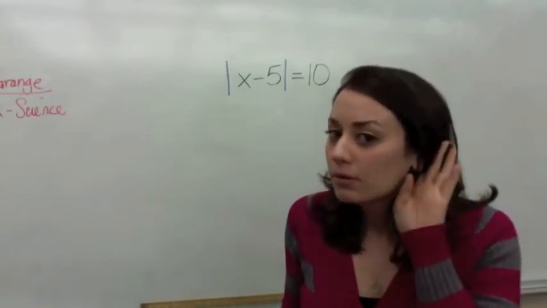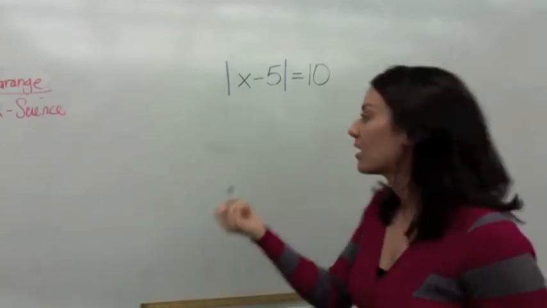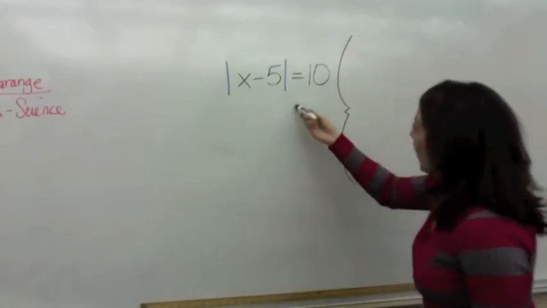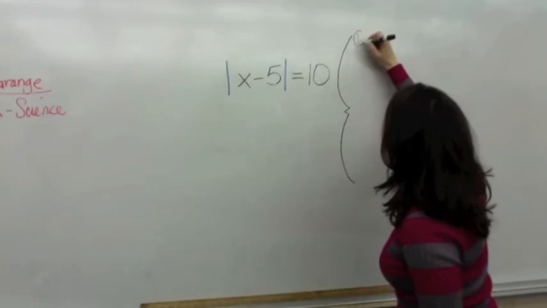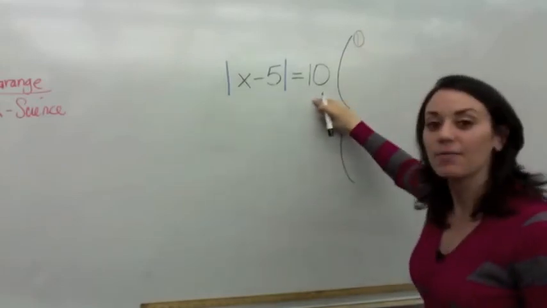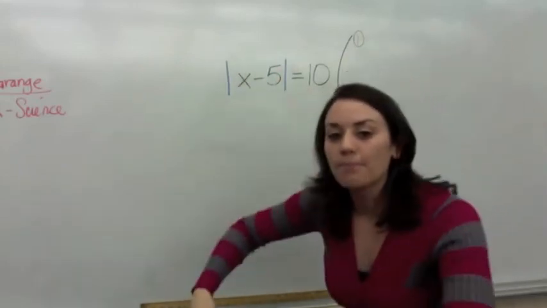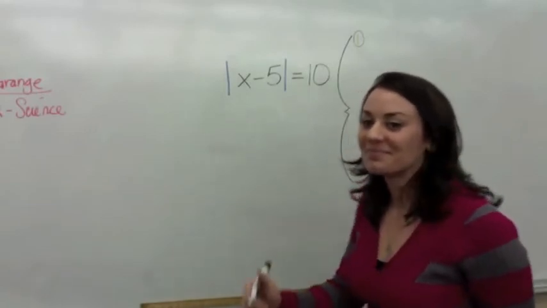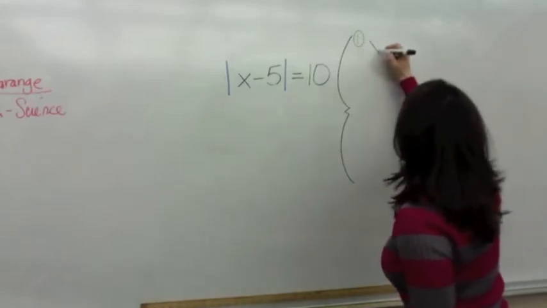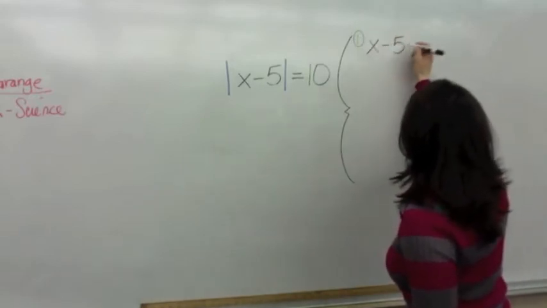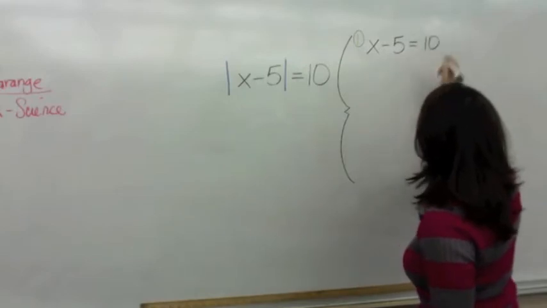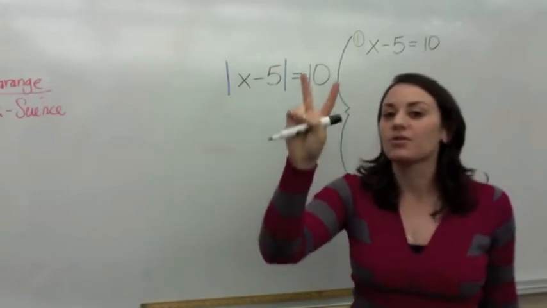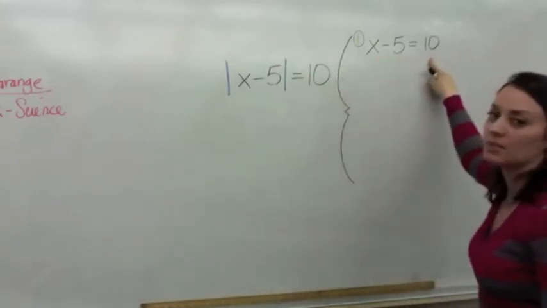What kind of map? Okay, so a brace map looks like this, and the first equation you're going to draw is the exact same equation, but drop the absolute value. What did I say? Right. So you say x minus 5 equals 10. That's the first equation. Because absolute value equations have two answers, one's positive. What comes next?